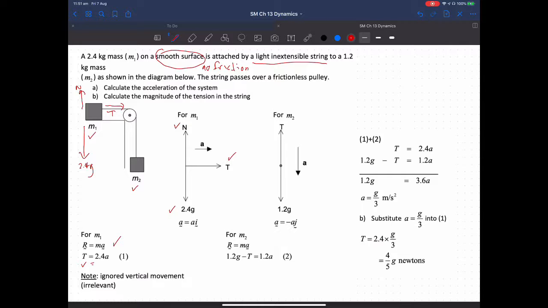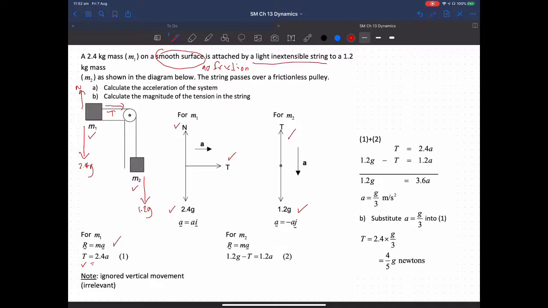Now we're going to look at M2. M2 has a mass of 1.2. So there's a force of weight operating down, 1.2 g, which is on my force diagram. Going up through the string, there is T. So I've marked in T, the tension in the string. Acceleration, of course, will be operating downwards.